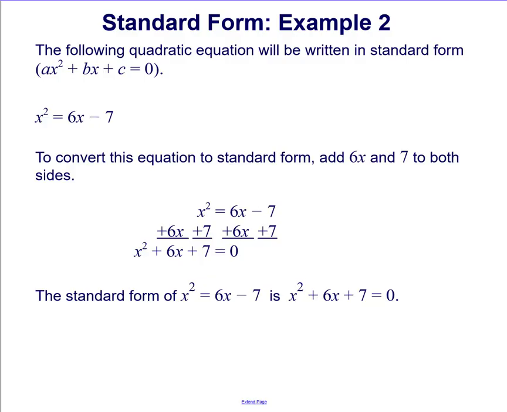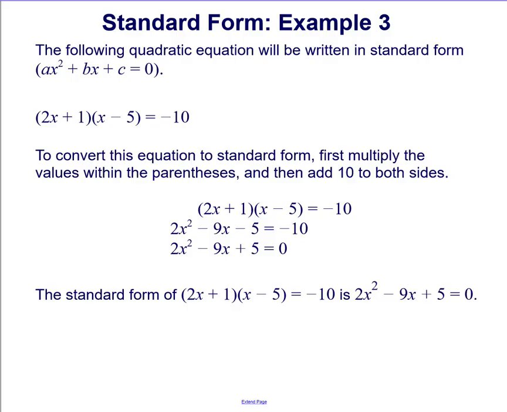To convert this equation to standard form, we are going to add 6x and 7 to both sides. So I start with my original equation, x squared is equal to 6x minus 7. I add 6x and 7 to both sides. Of course, these cancel. So this cancels and that cancels. And then I'm left with the final result of x squared plus 6x plus 7 is equal to 0. Therefore, the standard form of x squared equal to 6x minus 7 is x squared plus 6x plus 7 is equal to 0.